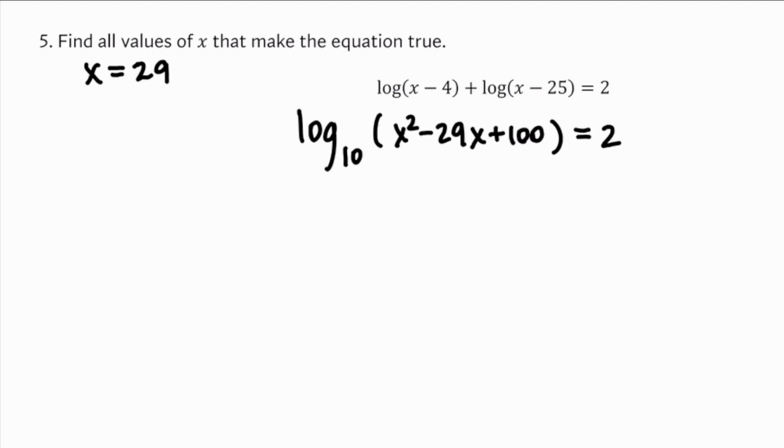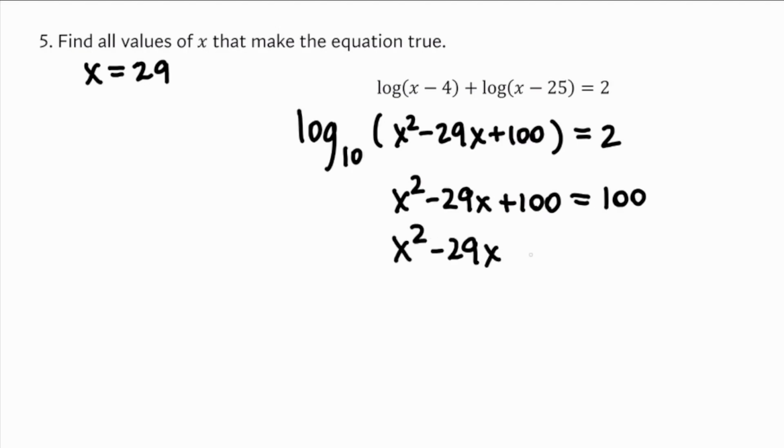Now I'm going to take 10 to the power of both sides. 10 to the log base 10, well, that's just going to leave me the argument. So x squared minus 29x plus 100 equals 10 to the 2, which equals 100. I subtract 100 from both sides and I get x squared minus 29x equals 0. So I'm going to try to factor this, and I've got a common factor. And this would lead you to think that x was either equal to 0 or equal to 29.